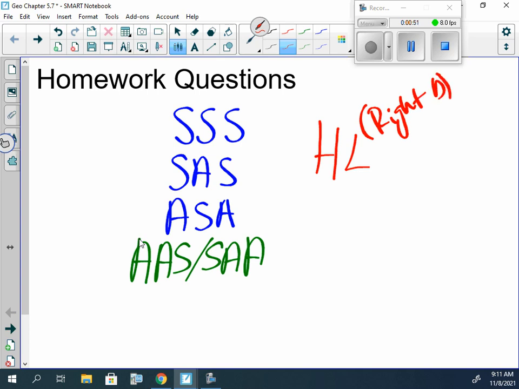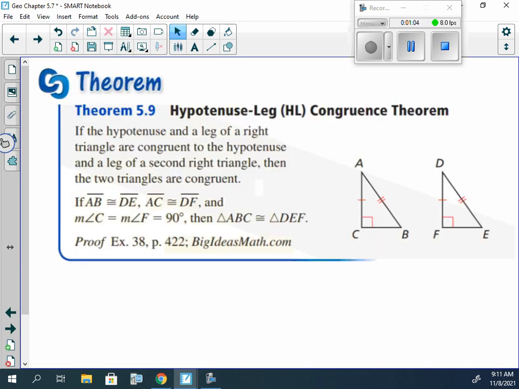Because if it is a right triangle and the hypotenuse and leg, the side opposite the right angle and one of the other sides, are congruent to each other, then the triangles are congruent. Now, the way that this looks is something like this here. This is in your notes. I added it this morning. If the hypotenuse and leg of one right triangle are congruent to the hypotenuse and leg of a second right triangle, then the two triangles are congruent.